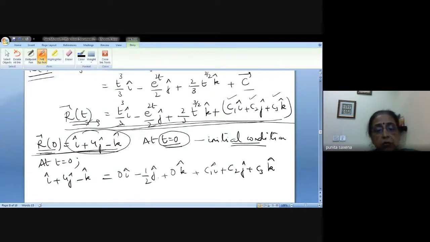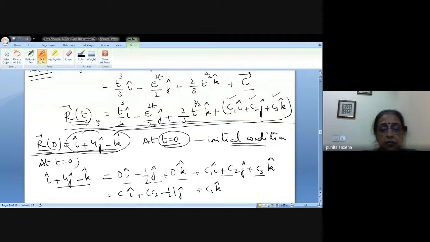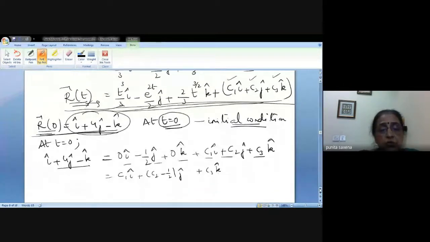Now you can combine the components of i, j and k and compare them. When are two vectors equal? When their respective components are equal. So if you compare, what does the right hand side become? C1 plus 0, which is nothing but C1. Then it's C2 minus 1 by 2j, plus C3k. Now you compare them with the left hand side, since these two vectors are equal.